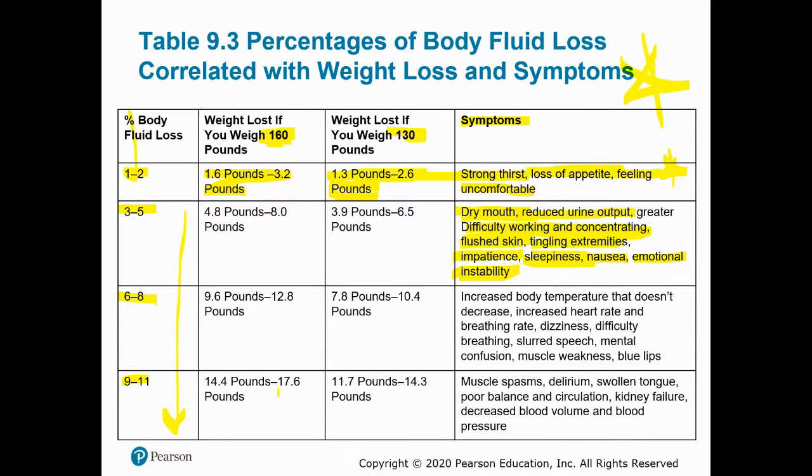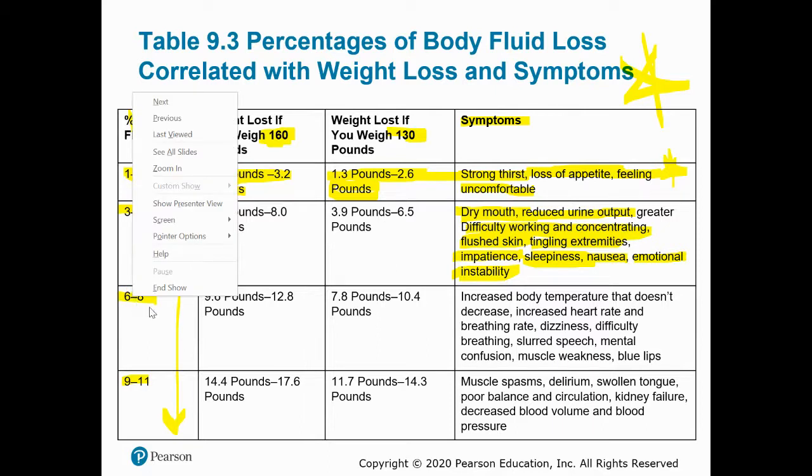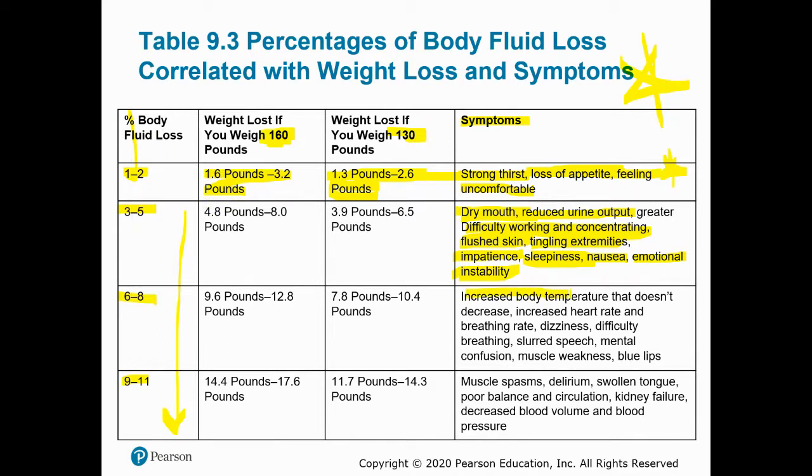Then as water loss becomes more and more severe, and maybe this is caused by excessive diarrhea or vomiting, we would eventually see an increased body temperature that won't go down. That's going to be correlated with an increased heart rate and respiratory rate, definitely dizziness, starting to slur their speech, mental confusion. So not just difficulty concentrating, but now actually being confused. Potentially not being able to say their name or their birthday, very severe muscle weakness, so potentially not being able to stand up. You might even see lips turn blue.